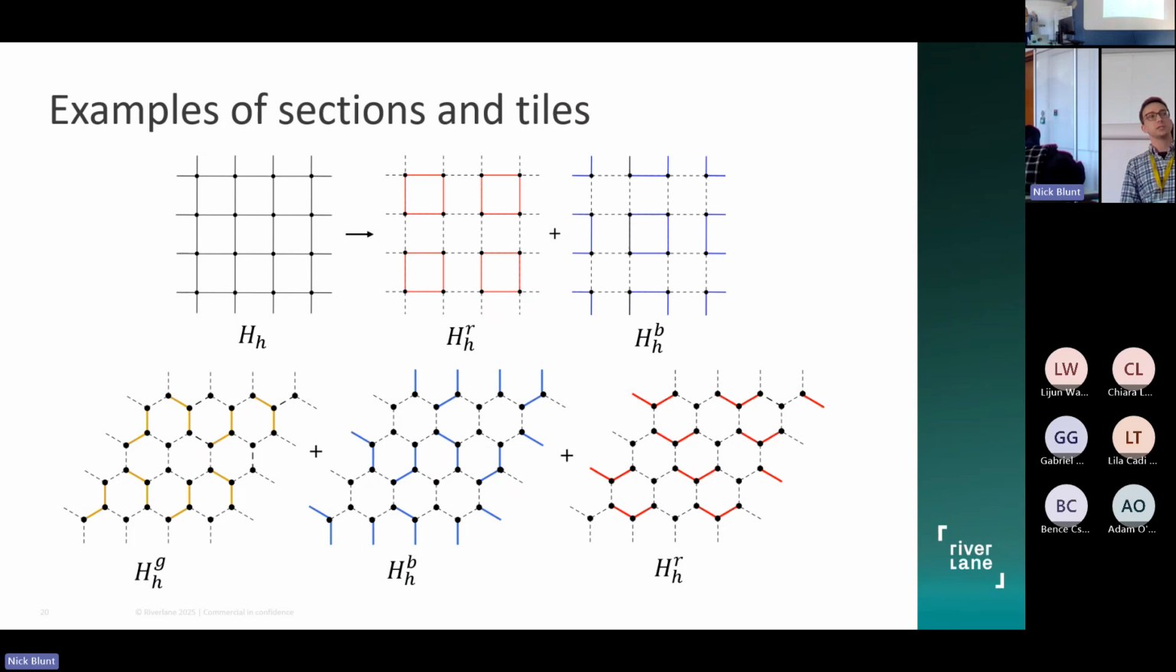So the key point is that within a section, the tiles never touch each other, and so they always commute. So long as you can work out how to implement time evolution for each of the tiles, then you can implement the corresponding section exactly. And you might ask, can we use any shape tile that we want to try and cover this lattice? And the answer is, in theory, yes, you can always implement a tile Hamiltonian, but some are going to be a lot more expensive than others. And so you want to find a set that is most efficient to work with. And so I'll come back to that later.